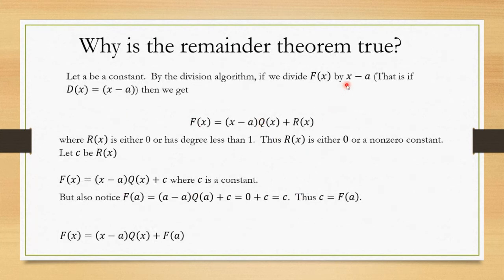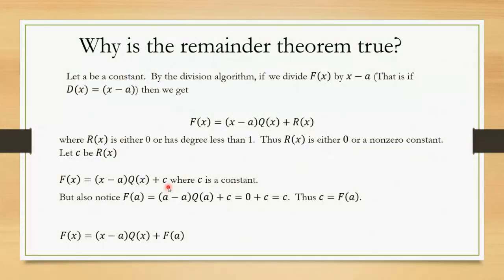Because we're dividing by something of degree 1, the remainder is identically 0 or a polynomial of degree 0. Polynomials of degree 0, we know, are non-zero constants. So I'm going to call this constant c. So c is our remainder. So c is just a constant, in other words.